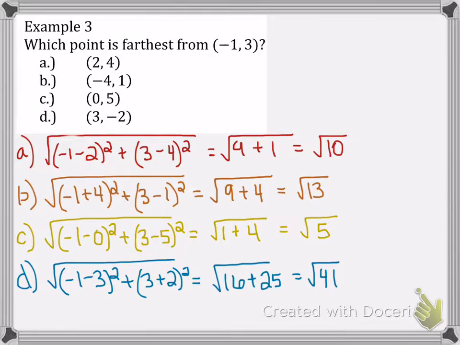So what I've done is I've done the distance formula from the point given to each of the values in our answers. So I did not worry about reducing any of my square roots. It was just easier to compare them if I did not reduce. So clearly we can see that the square root of 41 is going to be the largest. So my answer is D.